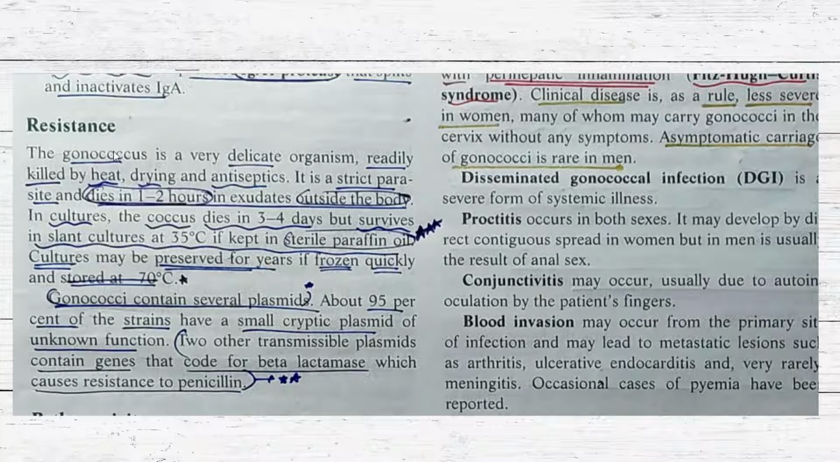Take the culture quickly, freeze it, and store it at minus 70 degrees Celsius. Also responsible for resistance are the plasmids. There are several plasmids which have unknown functions, but these may be providing resistance. Also, there are other plasmids. These are transmissible plasmids. These code for beta lactamase, which is an enzyme, and it causes resistance to penicillin.